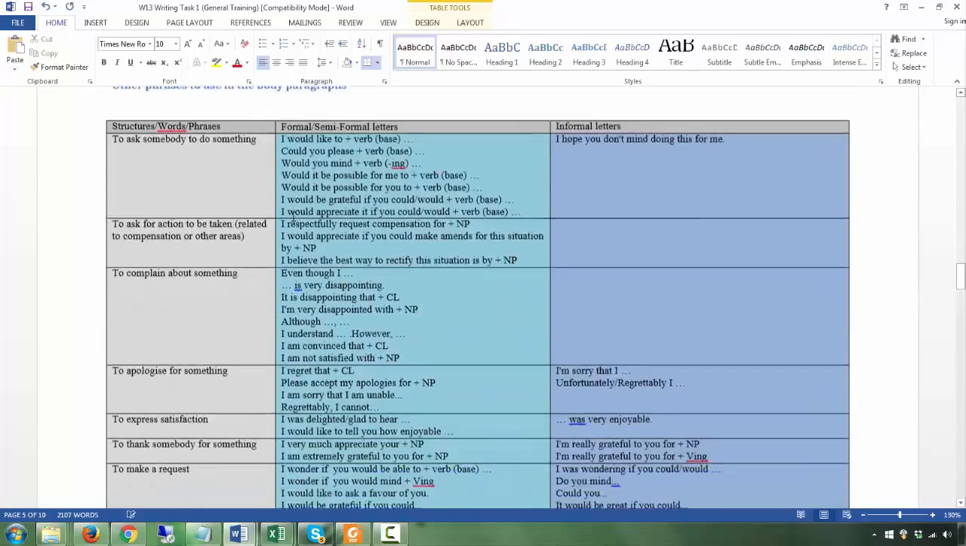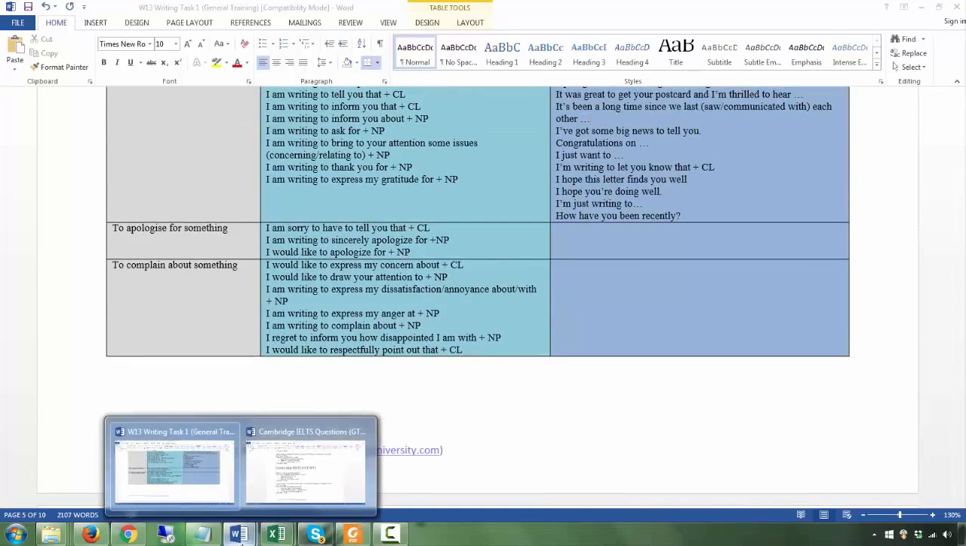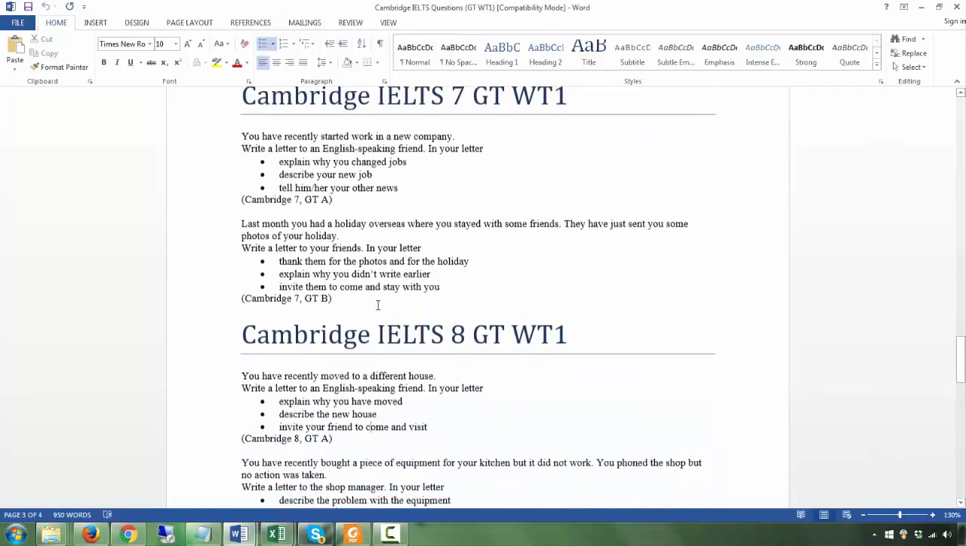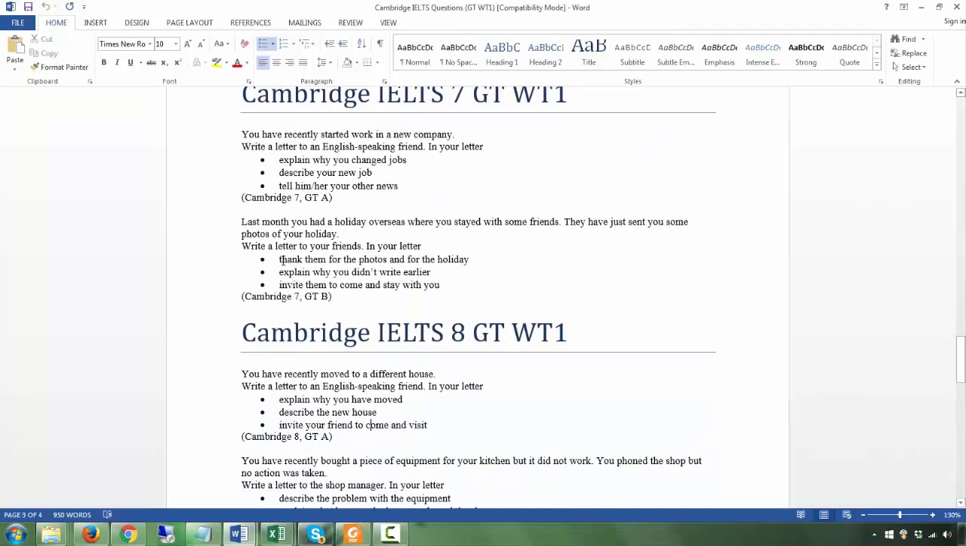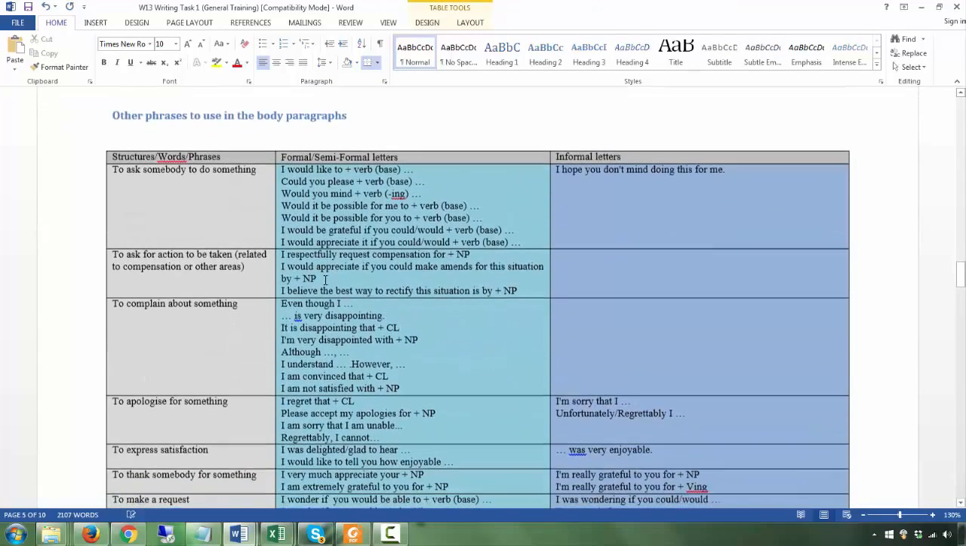Then the rest of these phrases, the other phrases to use, are for the body paragraphs, for the bullet points. In a writing task 1 question, you always have 3 bullet points and 3 or 4 sentences for each. You're going to address each point using about 3 or 4 sentences. And for these bullet points, you can use these phrases here, depending on the purpose of what your whole letter is about.